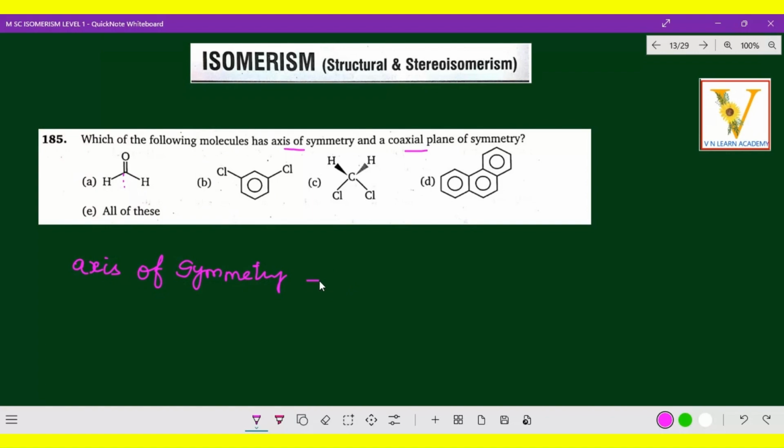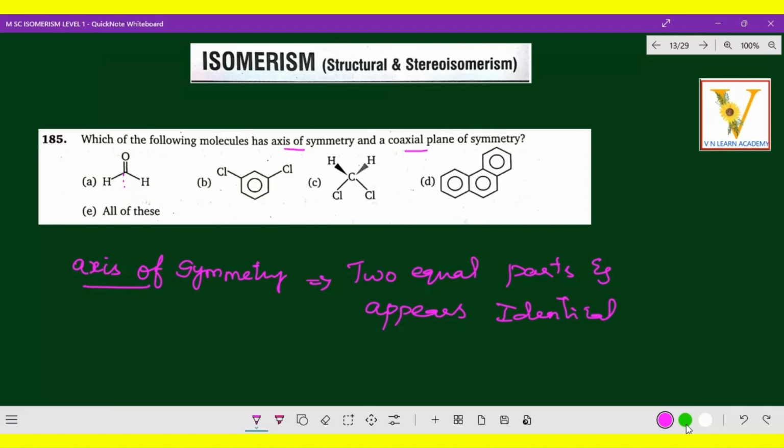Symmetry means here you will get two equal parts, and they appear identical. So this is called the axis of symmetry.